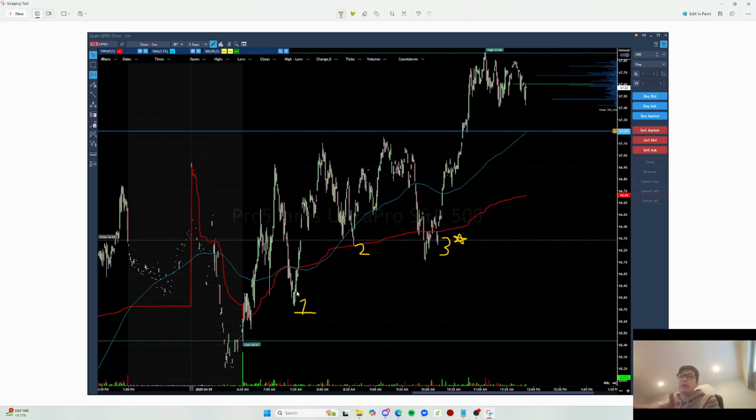So I use the VWAP a lot. Below VWAP, I'm not interested. Above the VWAP, we should be looking for long. But below the VWAP, we're starting to already look for entries, or even a touch of VWAP. So this is also an entry right here. So this is the trade.